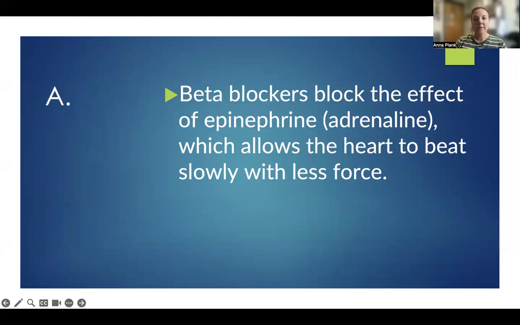And the answer is A. Beta blockers actually block the effect of our epinephrine, or adrenaline, which allows the heart to be low and slow, low heartbeat, less force, nice and eased up on the workload. So that's what we know about a beta blocker.